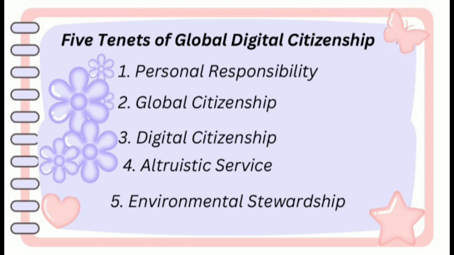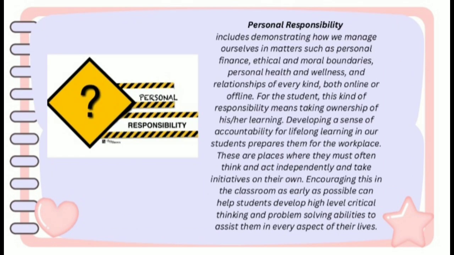And now we have here the 5 tenets of global citizenship. So the first is personal responsibility. The second one is global citizenship, and then digital citizenship, altruistic service, and the last one is environmental stewardship. So personal responsibility includes demonstrating how we manage ourselves in matters such as personal finance, ethical and moral boundaries, personal health and wellness, and relationships of every kind.